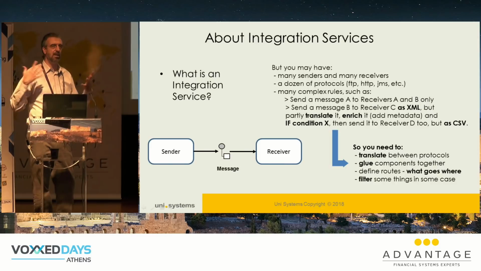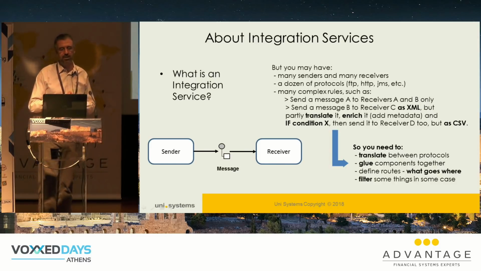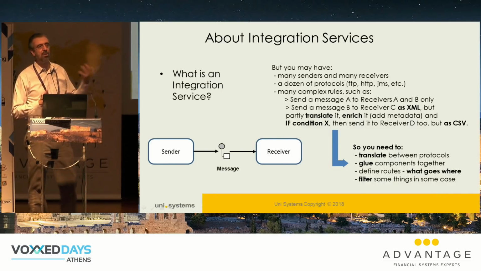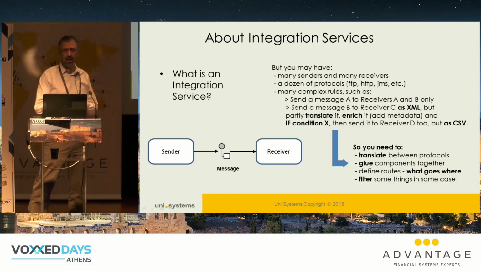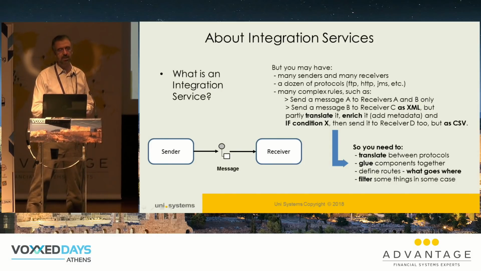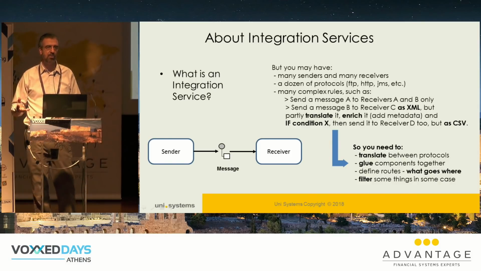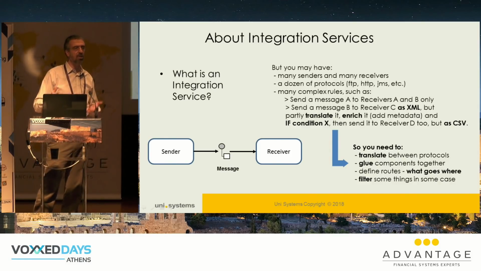So in general, you need to be able to cater to needs such as translation of protocols, gluing components together, defining routes, so what goes where, filtering, so not all the messages should be processed, and you also have some non-functional requirements, such as location transparency, so the sender shouldn't know where the receiver is, and of course concerns like high availability. All this should be taken care of by the integration service.